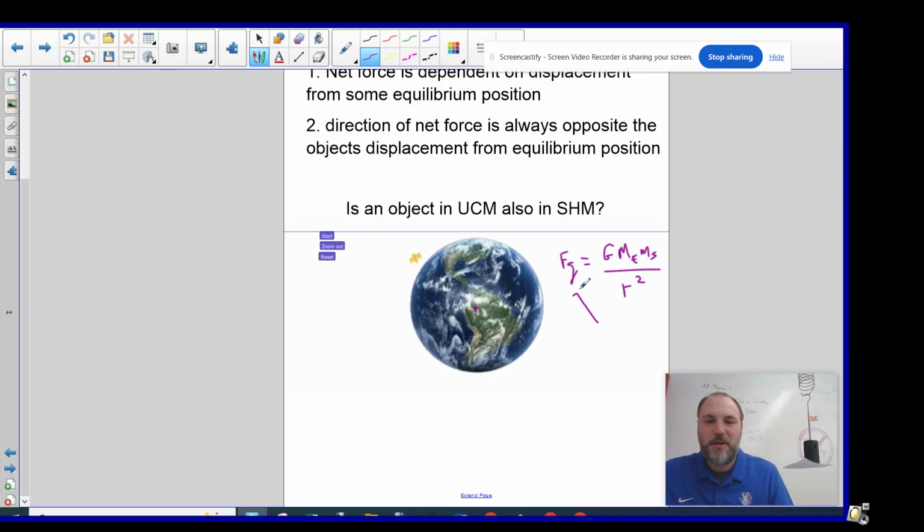So what's interesting about this net force on the satellite is it's actually constant, which means it's not a linear restoring force. It's not trying to come back to some equilibrium. This is just a constant net force that is keeping this object in uniform circular motion. So unfortunately, while it is uniform circular, it is not simple harmonic, just for the mere fact that the net force is not linear and restoring.